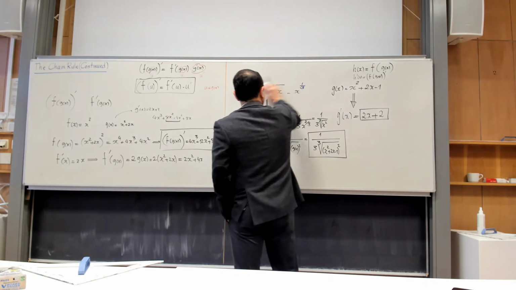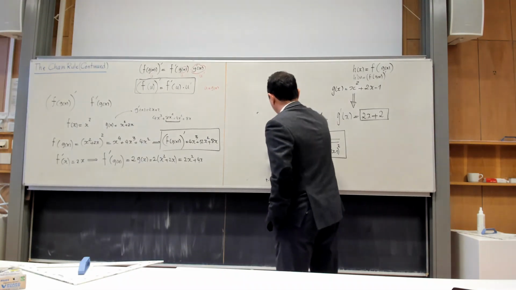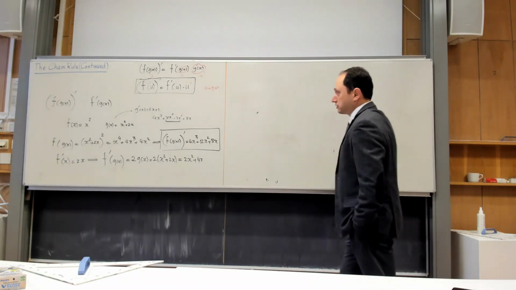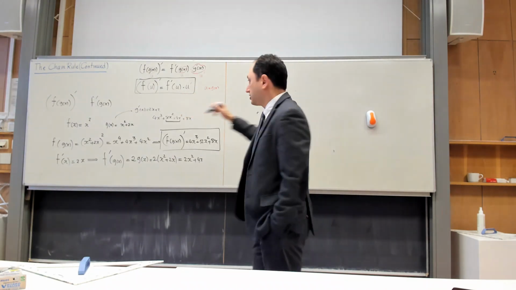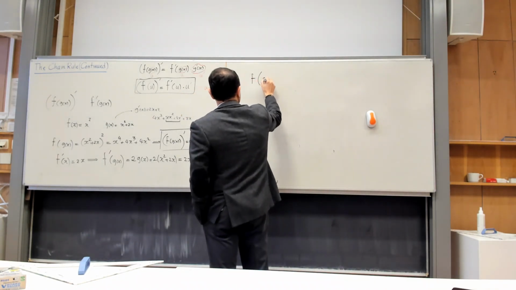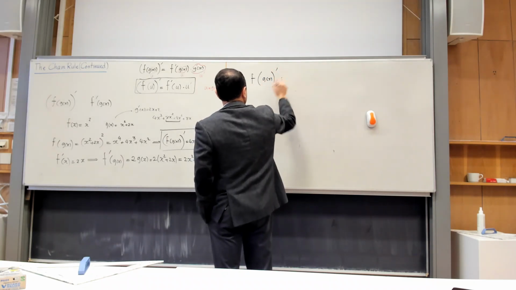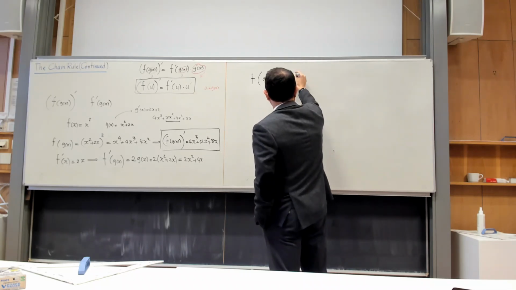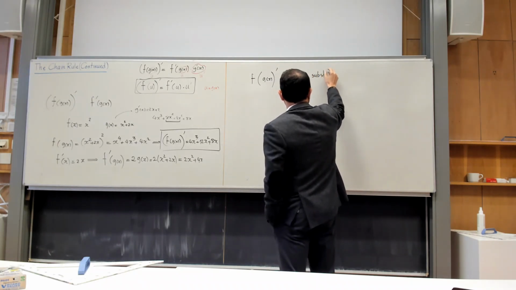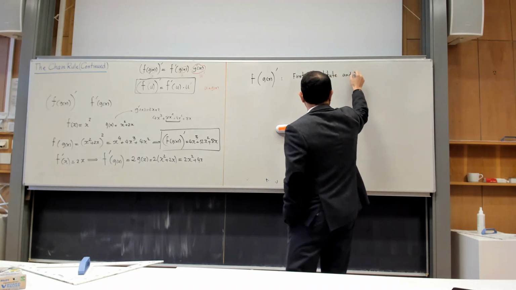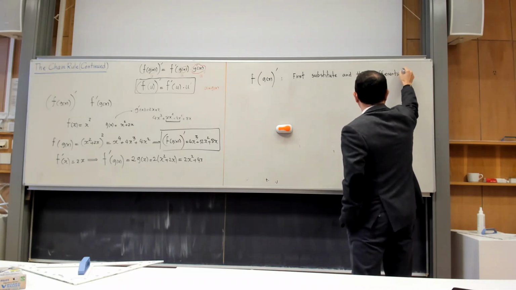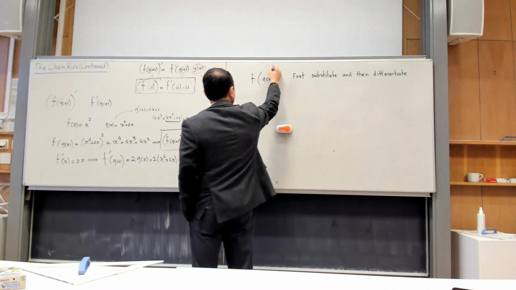So let me write. This is so important, I think that it is better to write it as a remark, okay? I hope that everybody understands what is going on. So do you appreciate now the difference, yes? So, if g of x prime, so first substitute and then differentiate. Okay, but if, sorry, I have to put it prime here.